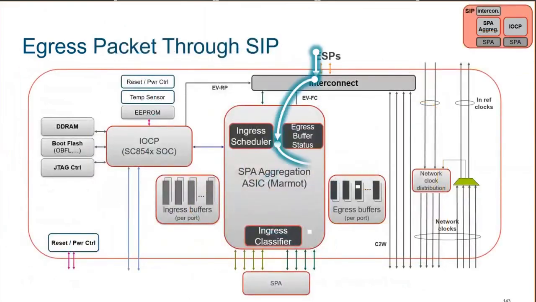Once the packet is received from the ESP on the SIP module, it will be buffered in the egress buffer if the SPAs are overwhelmed, and if the SPAs are available, it will just send the packet out of the SIP module. There is no egress classifier like we have an ingress classifier.